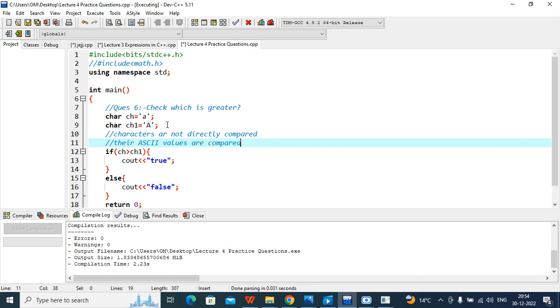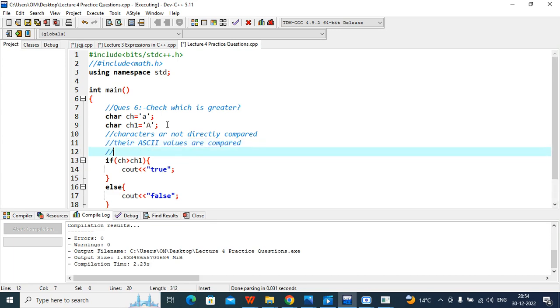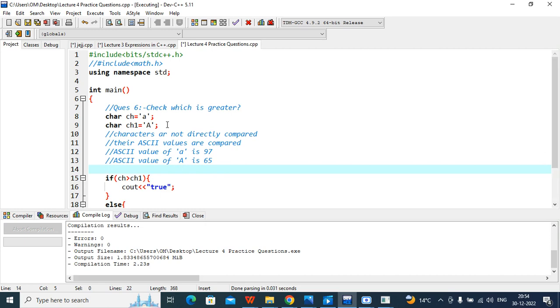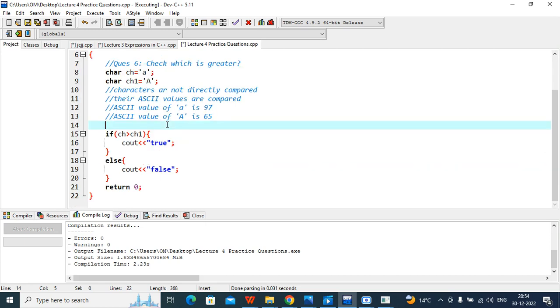That's why I told you to go to Google and search about ASCII values. The ASCII value of small a is 97. I repeat, 97, right? And the ASCII value of capital A is 65. Now are you clear why small a is greater than this character ch1, that is capital A? Because its ASCII value is greater. Although we used to call it small a or capital A, the ASCII value of small a is greater. That's why it is greater. I hope you all are clear with this question.